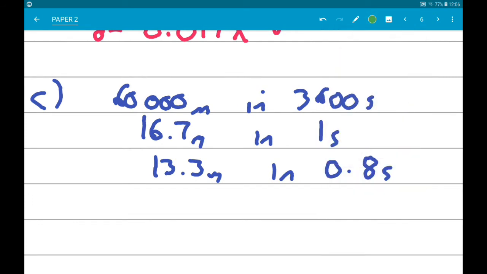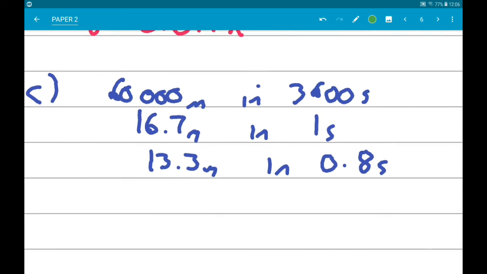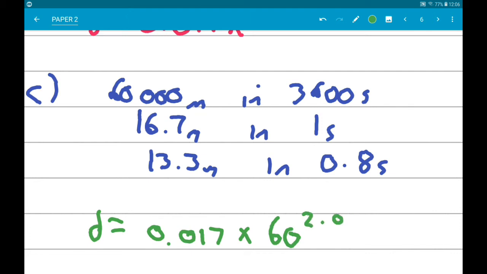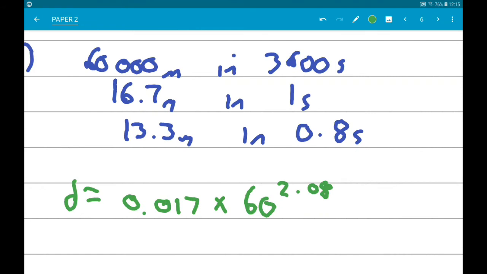Now we want to find the distance he will travel when the brakes have been applied. So now we know t is 0.017 times 60 to the 2.08. So that gives us 84.9 meters.